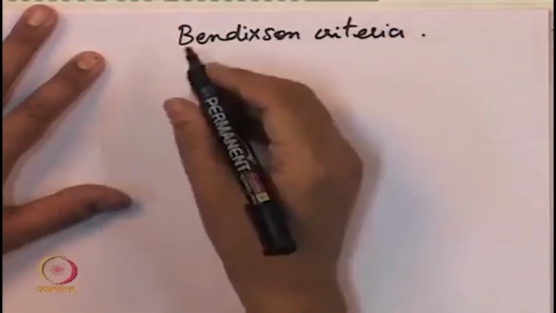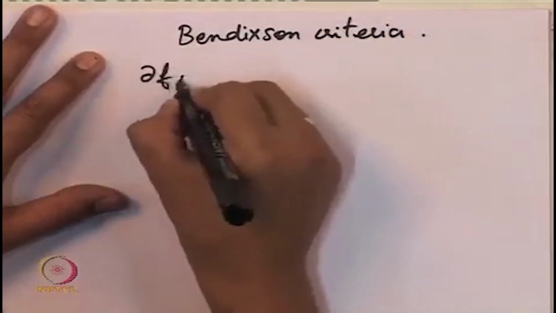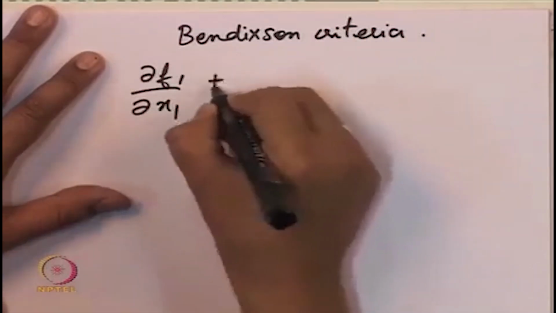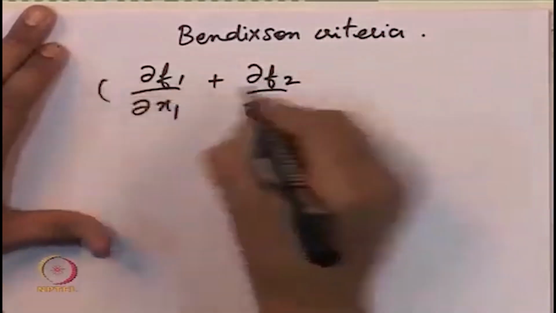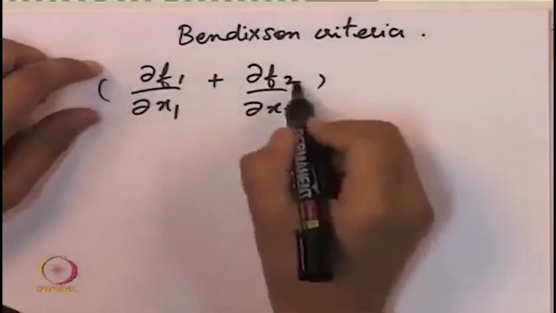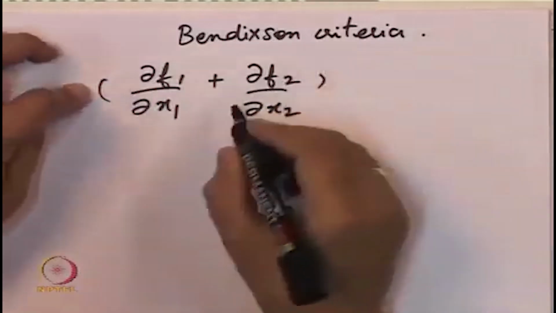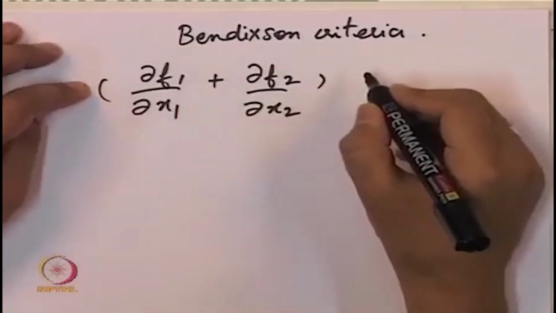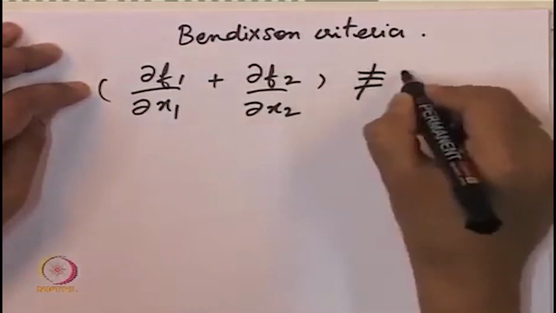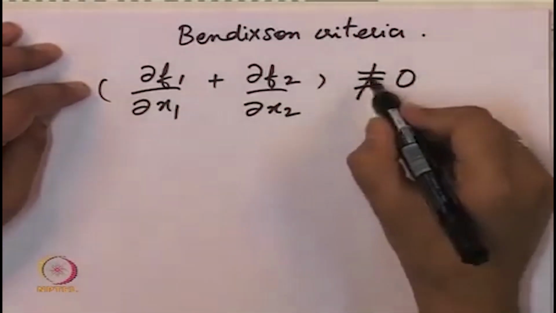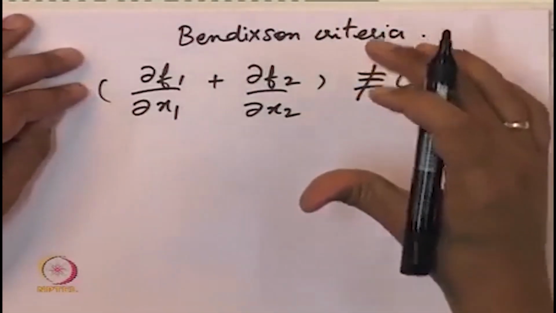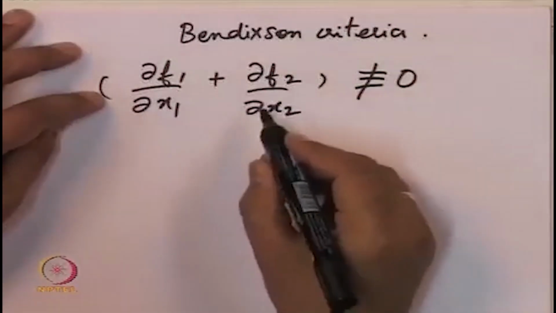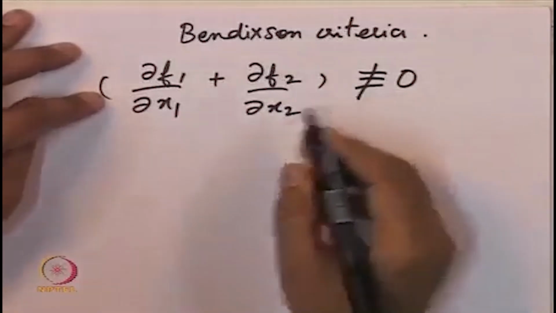Let us see the Bendixson criteria. What does this Bendixson criteria say? We will evaluate this particular quantity and check whether this is identically equal to 0 or not. If it is not identically equal to 0, only then we can go ahead and apply the Bendixson criteria. So let us evaluate this particular quantity for our example.